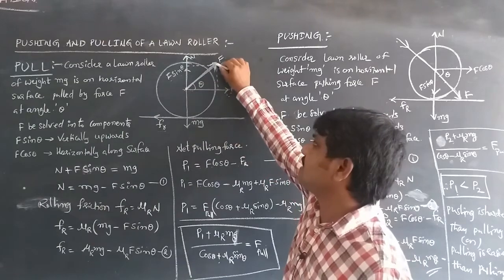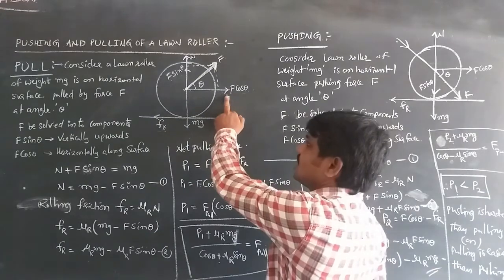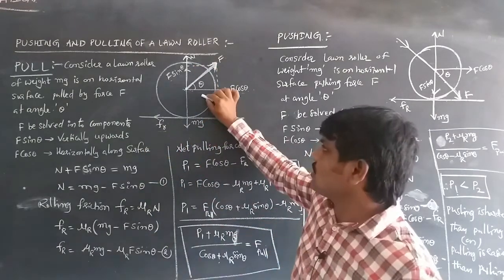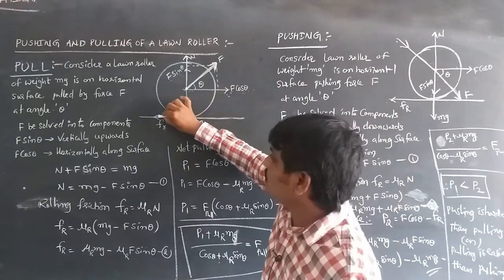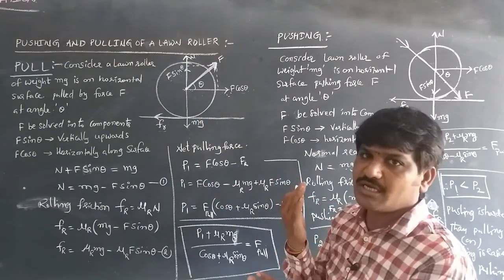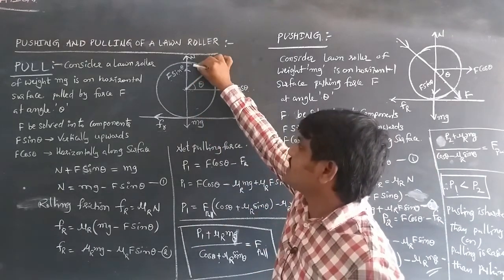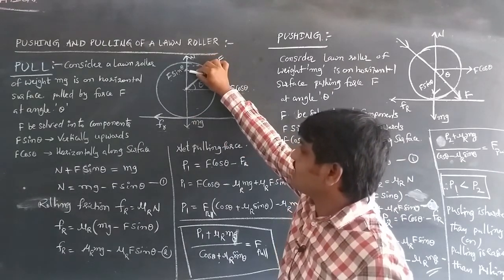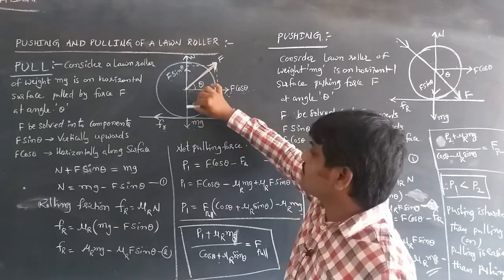Whenever we take the components of that resultant force, the horizontal component will be F cos theta and the vertical component will be F sin theta. Here the weight is acting in this direction, then rolling friction is acting in this direction, opposite to the applied external force. So N and F sin theta are acting in the same direction, which is equal to the weight of the body. So N plus F sin theta is equal to mg.